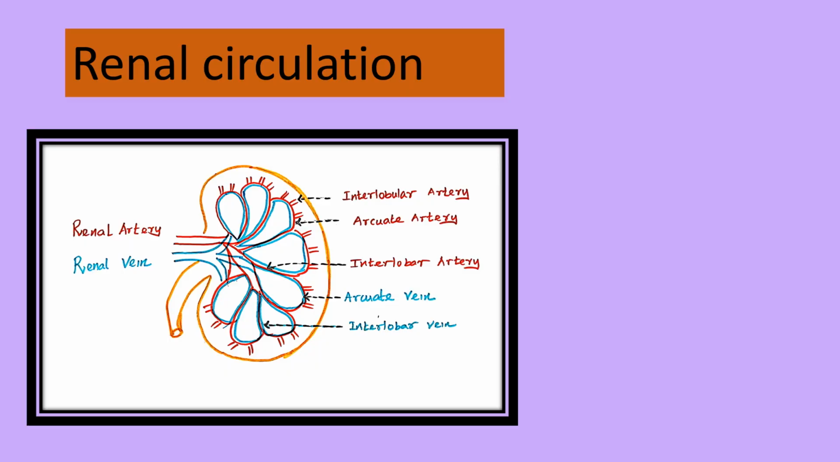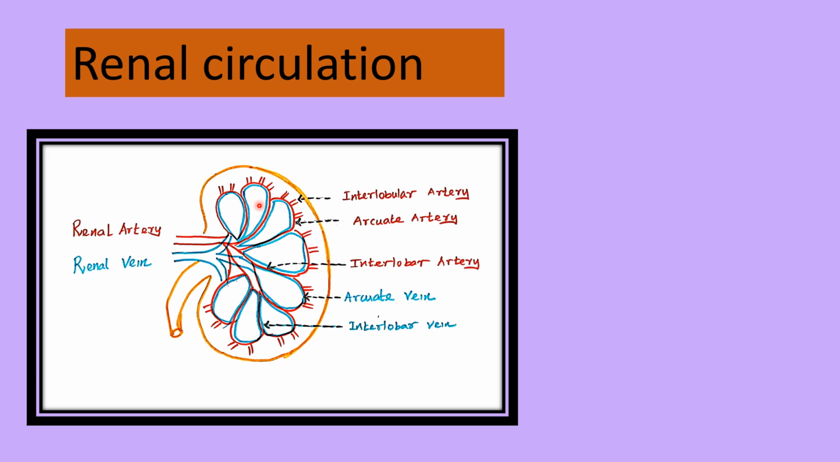In this video, we are going to discuss the renal circulation. This diagram depicts the renal circulation. The renal artery arises from the abdominal aorta and enters into the kidney.